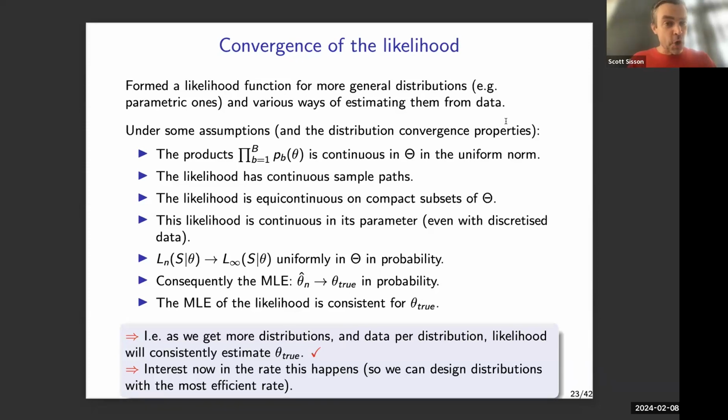Again, given some not unreasonable assumptions, and the ones we had previously on the convergence of the distributions themselves, we have things like: likelihoods of this form are continuous in the parameter space in the uniform norm. The likelihood has continuous sample paths, and the likelihood is equicontinuous on compact subspaces of the parameter space. Just to point out that the likelihood is continuous in its parameter, which doesn't sound very exciting, but we're discretizing the data. The data was previously continuous, so now we have a discretized form of that. It's not immediately obvious that that will result in a continuous likelihood. But with some mild assumptions, it does, and that's great.